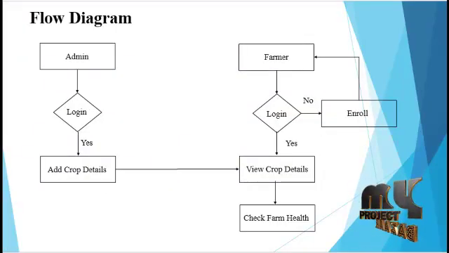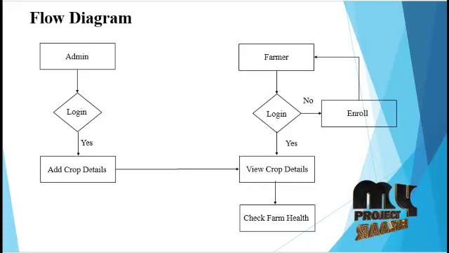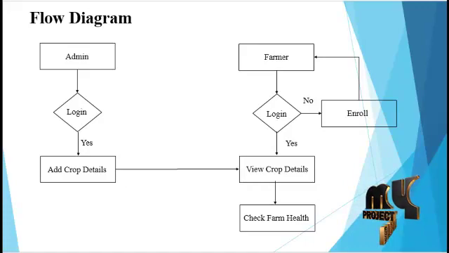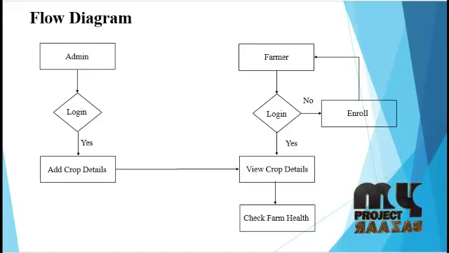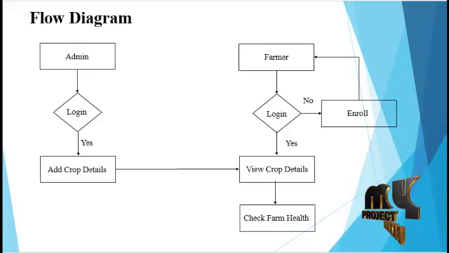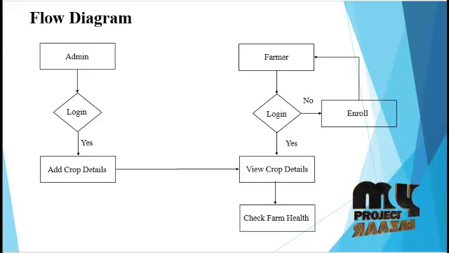Then comes the flow diagram of the process. The flow diagram shows the process diagrammatically. There are two process controllers, admin and the farmer. Admin has a separate login and farmer has a separate login. Once admin is logged in, admin can add all the crop details, and the farmer should enroll and log into the process. Once the farmer is logged in, they can view all the crop details which are added by the admin.